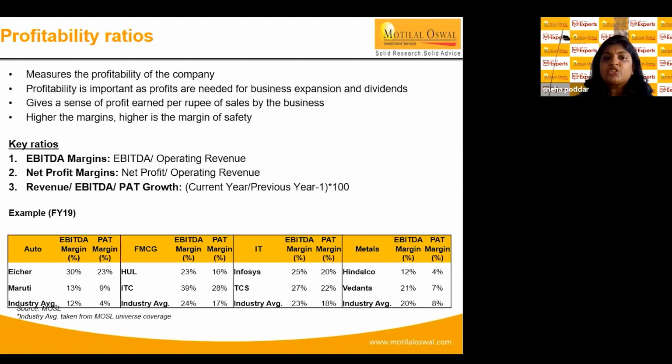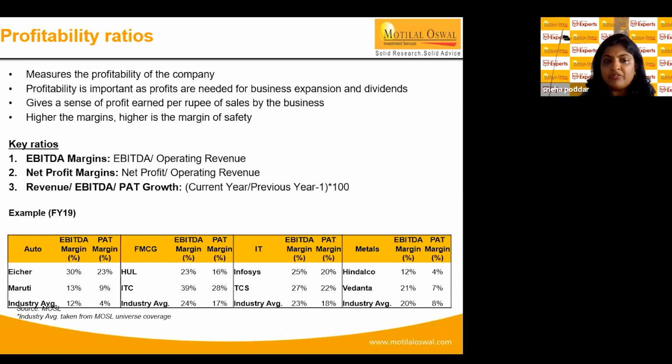Now, profitability ratios measure the profitability of the company. They show you how much profit the company is able to generate for each rupee of sales that it generates. So there are three key ratios one should look at.